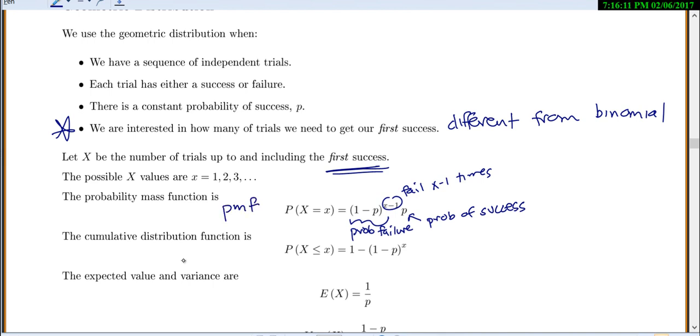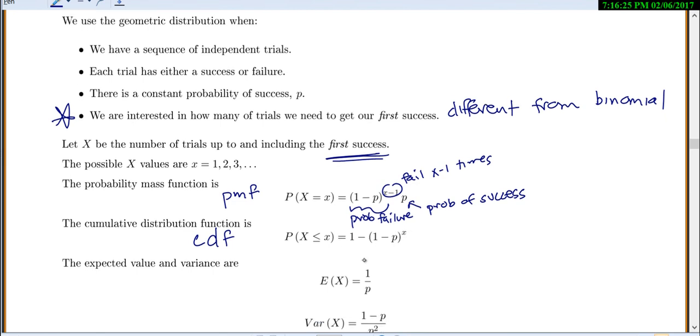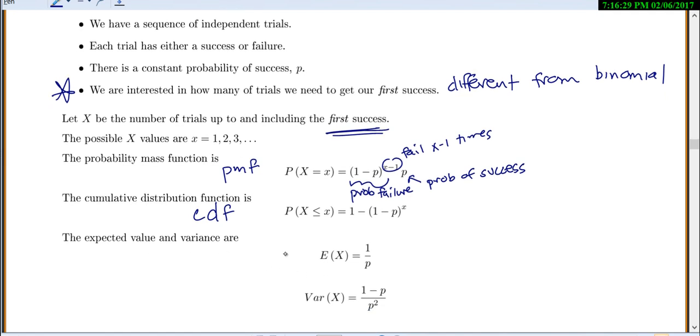And then they give us our CDF. So the probability that X is less than or equal to some number x is 1 minus (1 minus p) to the power of x. So that's actually really nice to have our CDF formula, because it means you don't have to find each probability one at a time, like we did for the binomial. The expected value is 1 over p, and the variance is (1 minus p) over p squared.